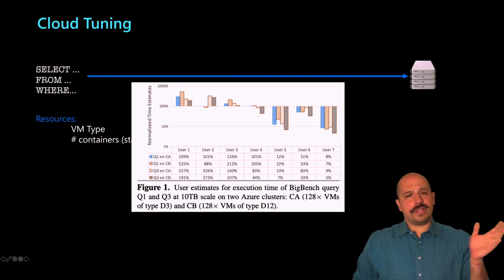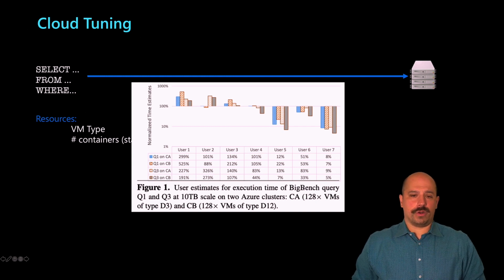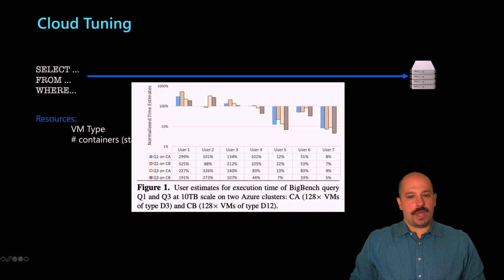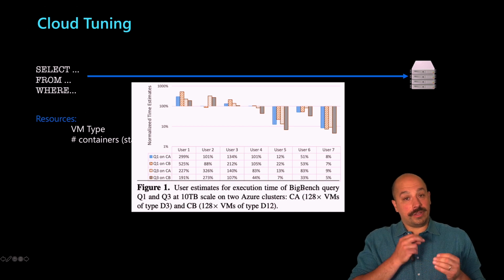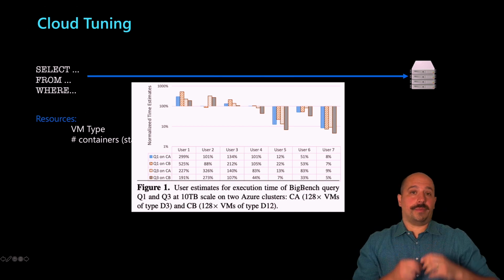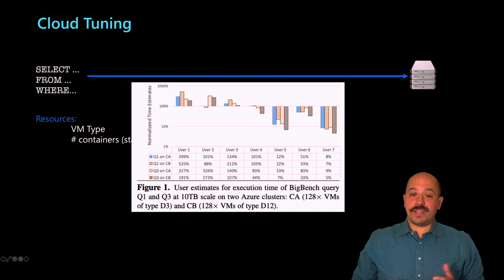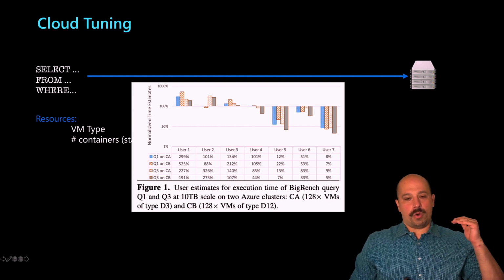And we asked them, look at these two queries, query 1 and query 3 from the BigBench workload, and these two cluster configurations in Azure. Same number of VMs, 128 VMs each, and either D3 or D12 VM types, right? And to make things extra easy, we gave them the plan that Hive was going to execute the query with, and the cardinalities that traverse all of the stages of the plan, just to get a sense of how much data was flowing through.